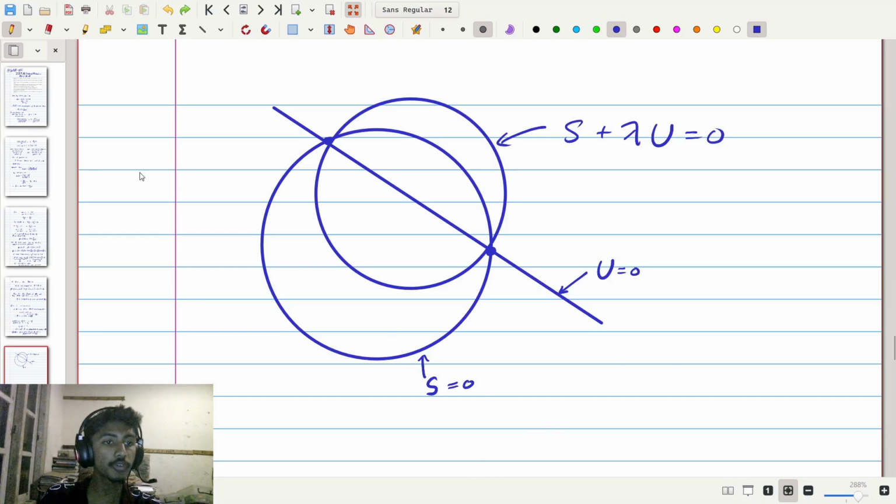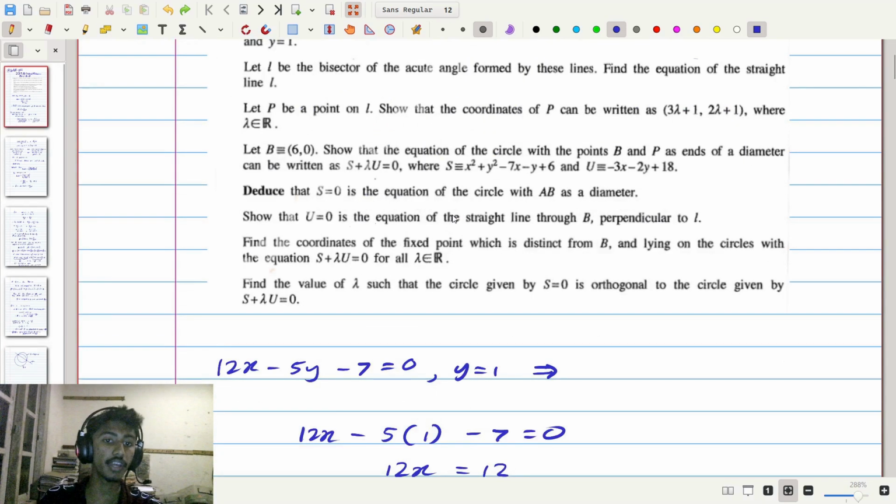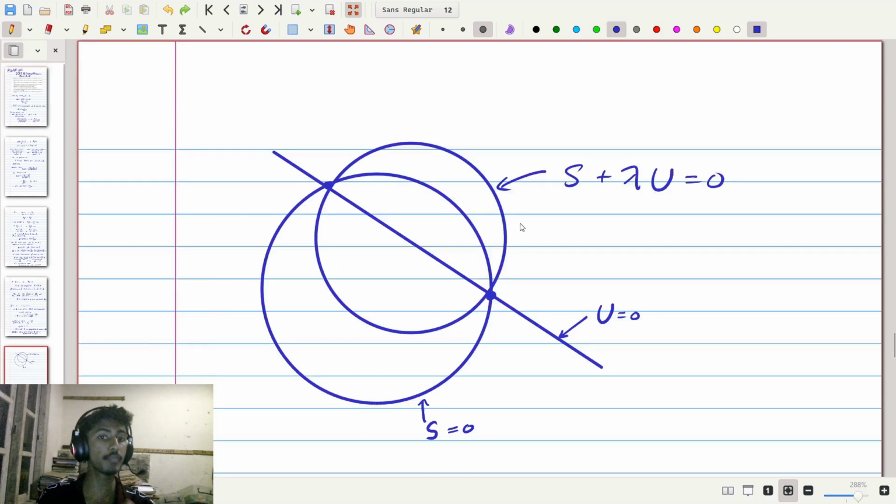Now, according to this, if we consider what the question said, which is that we are asked to find the point distinct from B that is also lying on the circles with the equation s plus lambda u equals 0 for all lambda elements of the real numbers, one of these two points must be B and the other point is the point we're looking for.